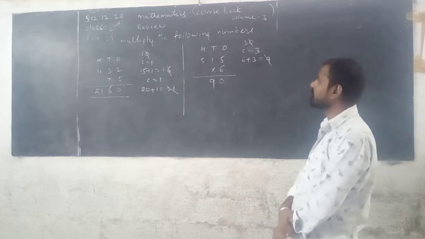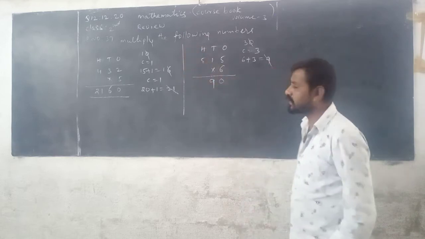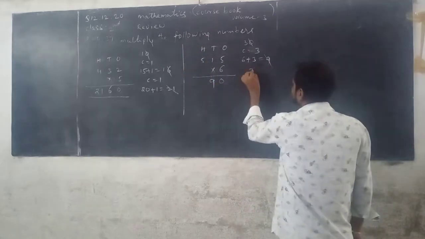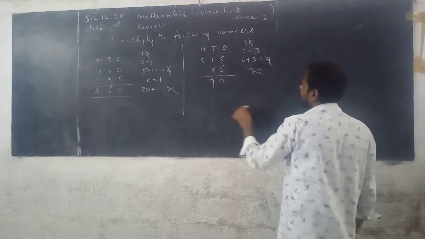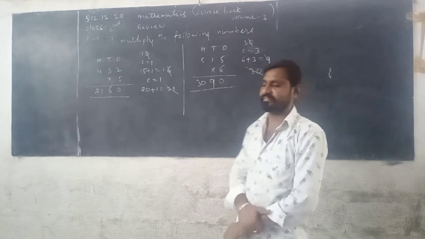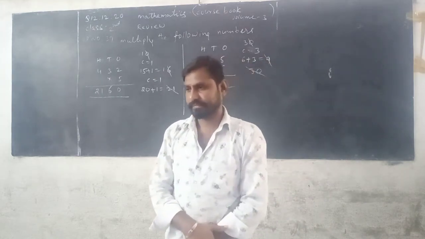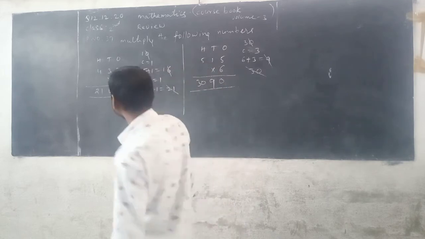Now next we multiply the digits in hundreds place. The number is 5 with 6. Then you can read 6 5s are 30. So here there is no carrying. You can write 30 directly. What is the product? 3090. The next one.